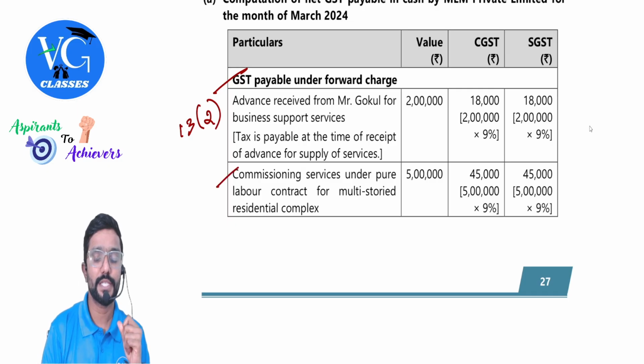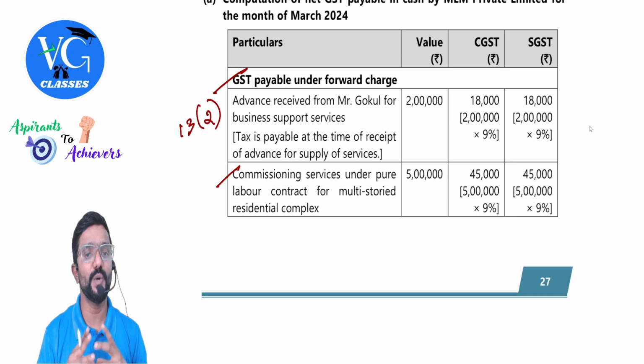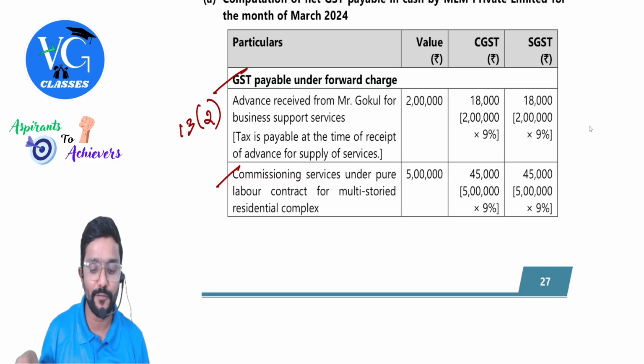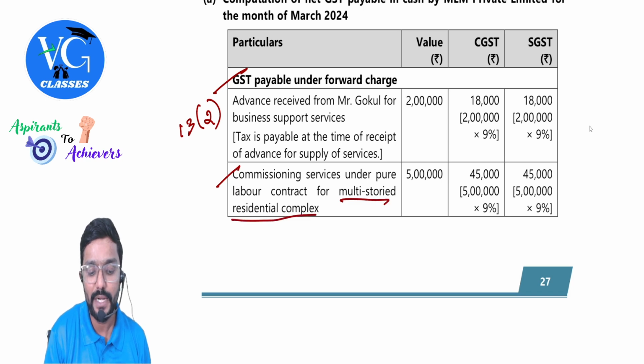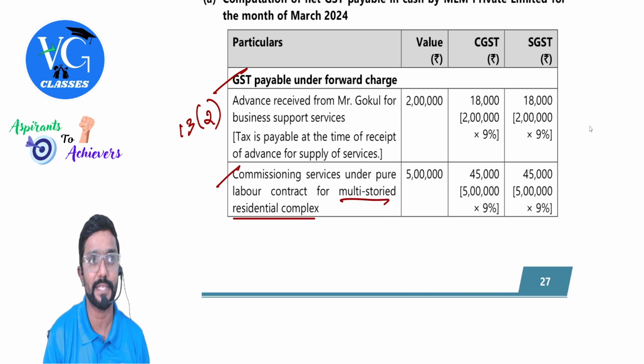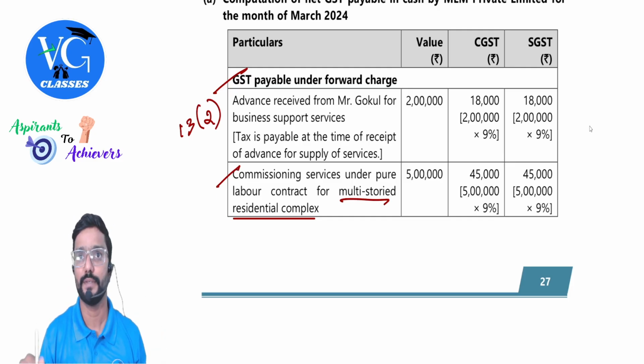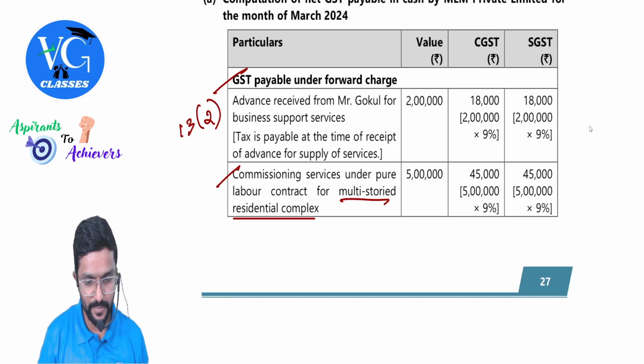Next, commissioning services under pure labour contract for a multi-storied residential complex. Guys, please be careful. Here the key line is multi-storied residential complex. If it was a single residential unit, it would have been easy. Clear? For example, just a minute, I will show you.